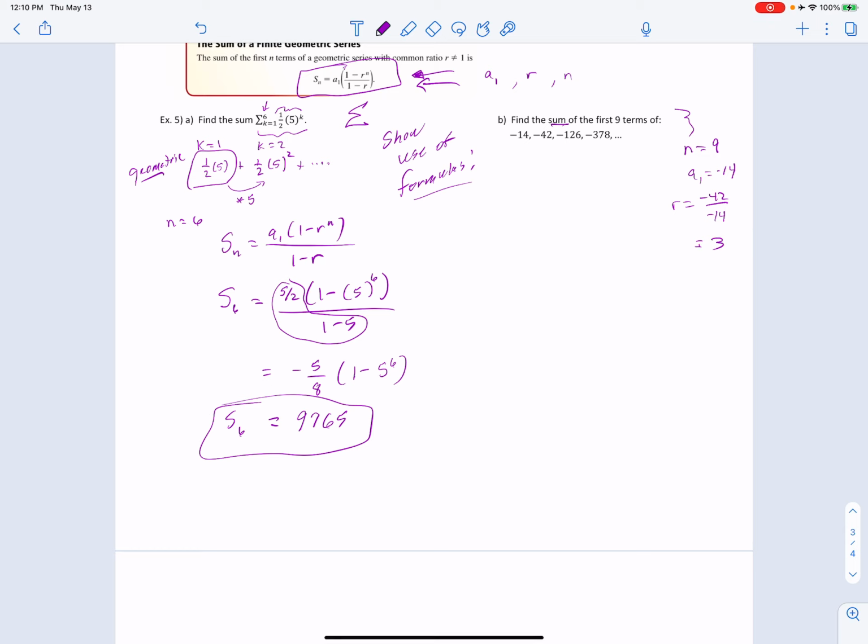Then I want to check, is this geometric? Because on the test, you're going to have both arithmetic and geometric. So am I constantly multiplying by 3 to get from term to term? If you check it out, those values times 3 will get you the next term. So it is geometric, and my r value is 3. So I can go to S sub n, and I like a sub 1, 1 minus r to the nth in the numerator with 1 minus r here. And I want the sum of the first 9 terms.